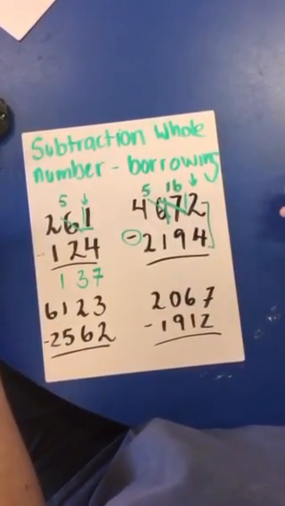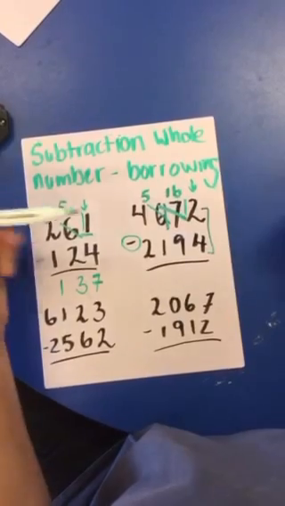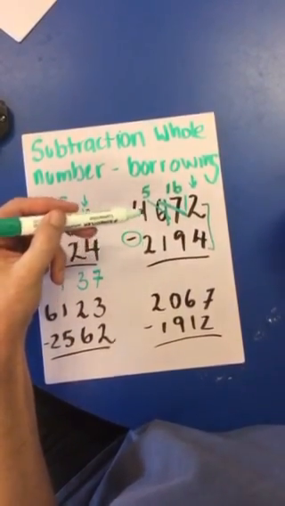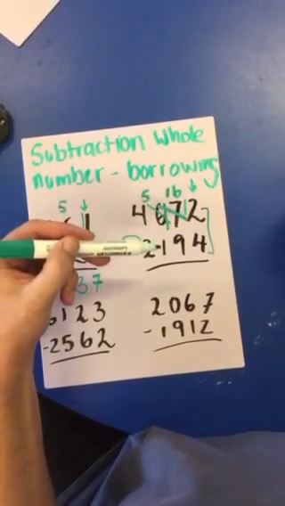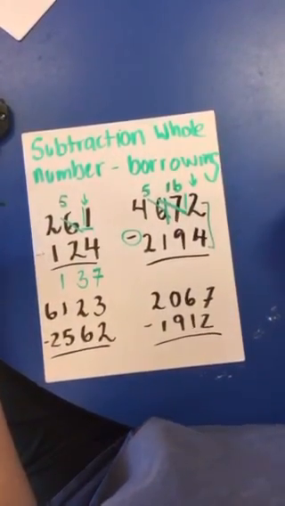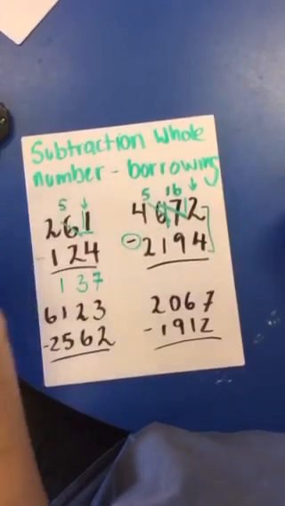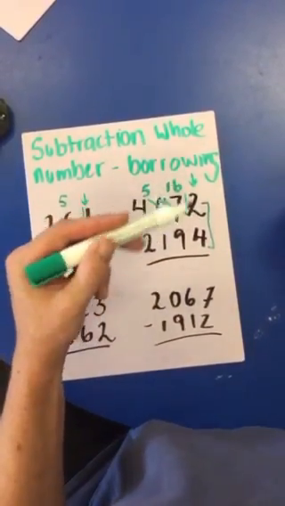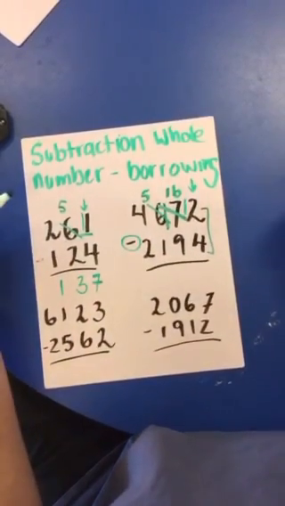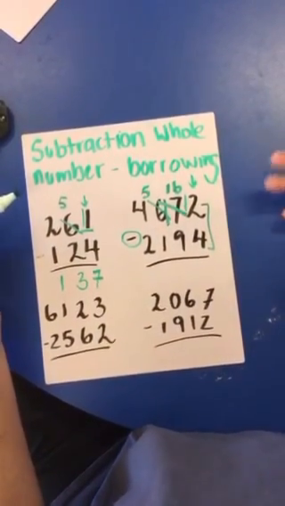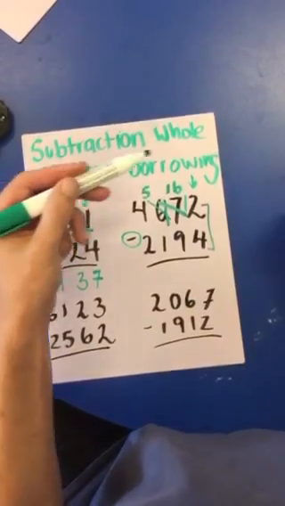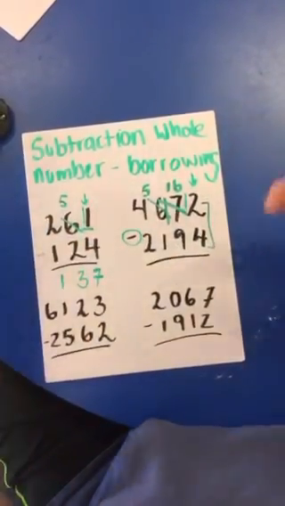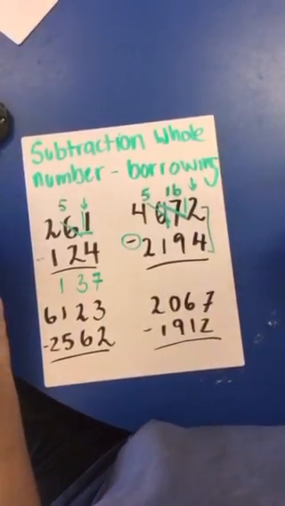Just check now. Is the 4 larger than the 2? The answer is yes. Is the 5 larger than the 1? The answer is yes. Is the 16 larger than the 9? The answer is yes. And is the 12 larger than the 4? And the answer is yes. Now we've got larger numbers up the top and smaller numbers underneath. That's why we borrow, so we can subtract.